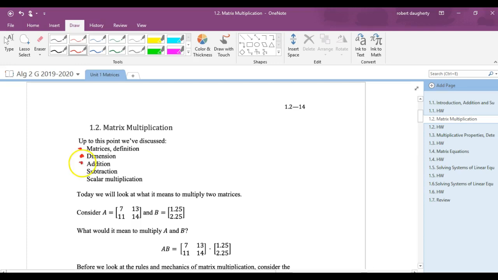What does it mean to add two matrices? Under what conditions can I add two matrices? They have the same dimension. And then go out on a limb, under what two conditions can I subtract? Same thing, they have to have the same dimension.